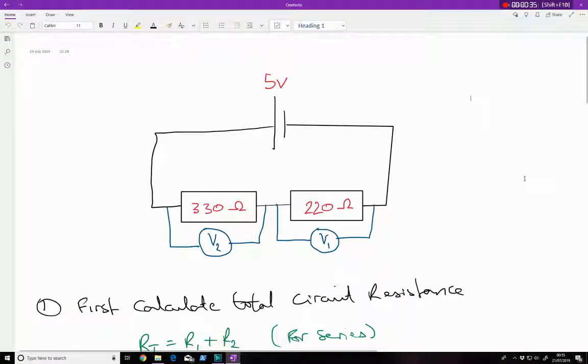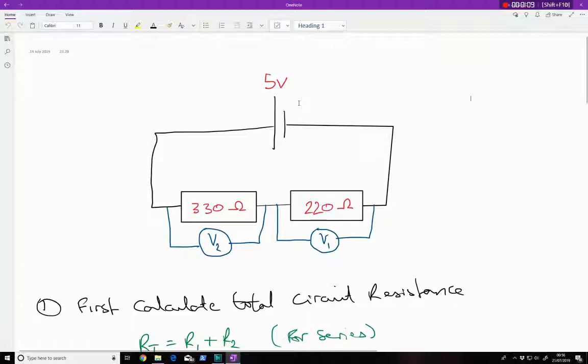The second circuit, which I will show later, is a simple parallel circuit with a 330 ohm and a 220 ohm resistor in parallel with each other. And the third circuit is a mixture of both. So we would have two resistors in parallel, and that parallel combination will be in series with another resistor. And the whole time, this source will be at 5 volts. Okay.